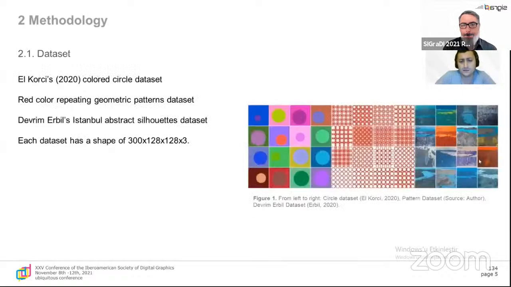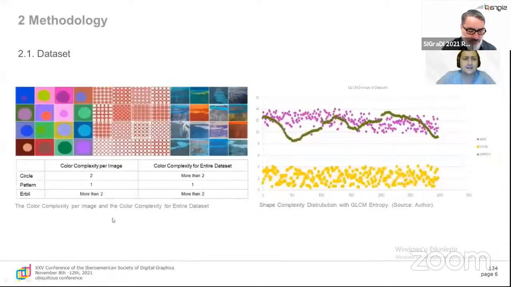Here are the three different data sets. First one is the circle data set by Belkoshi. The red color repeating geometric pattern data set can be seen here. And here is the Devrim Ergüt Istanbul abstract red data set. Each data set contains 300 images.